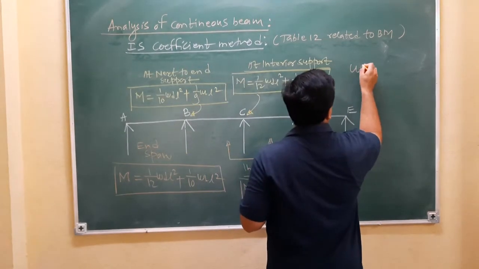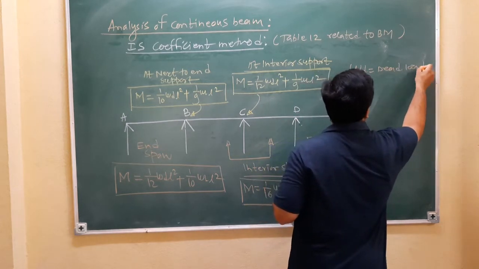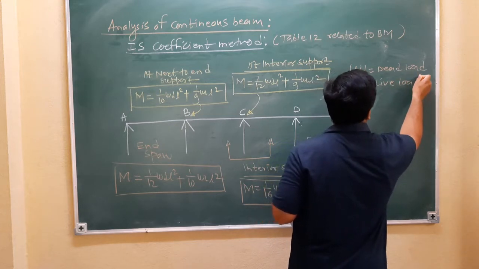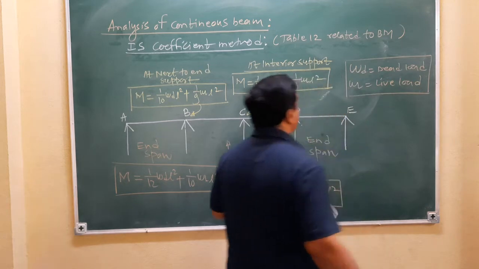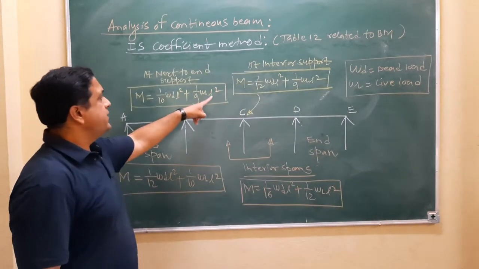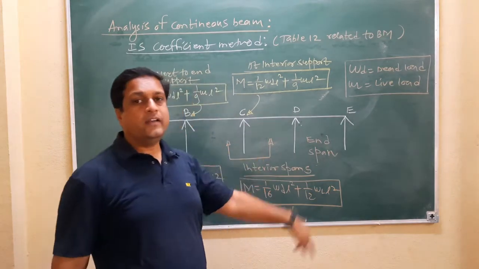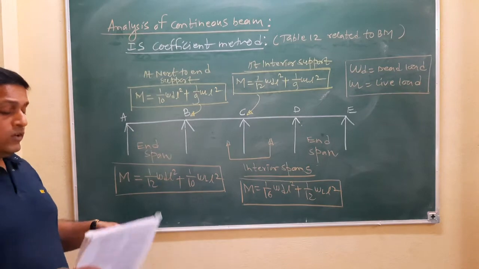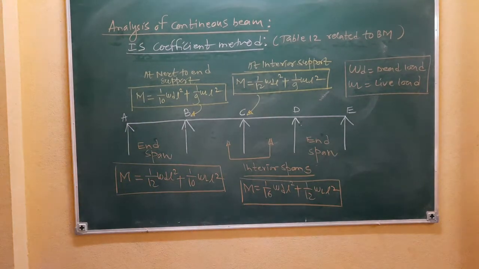Where W dead is the dead load, and W live is the live load. Exactly what these spans are, I will tell you when I solve the problem. So this is the IS code coefficients related to flexure.